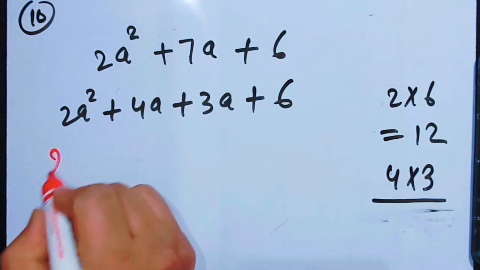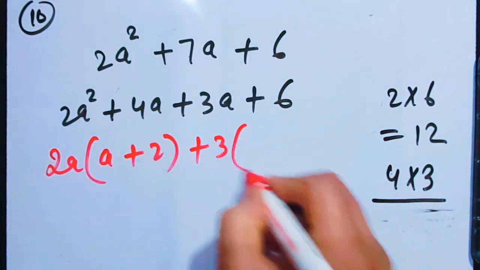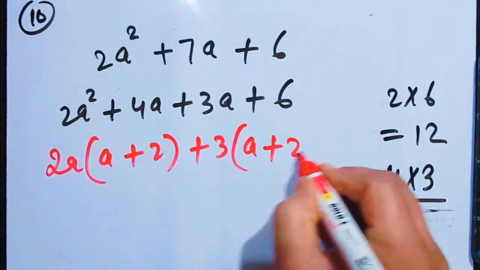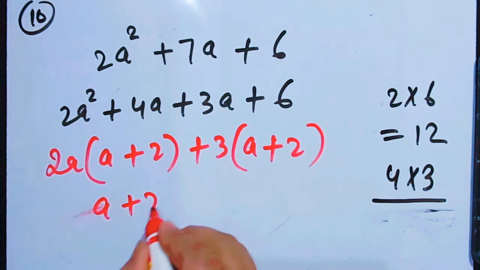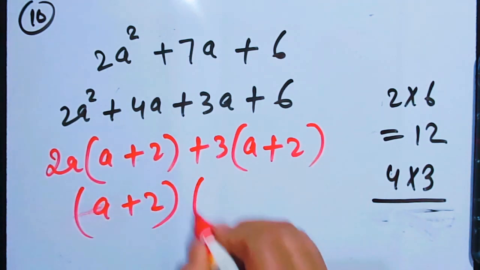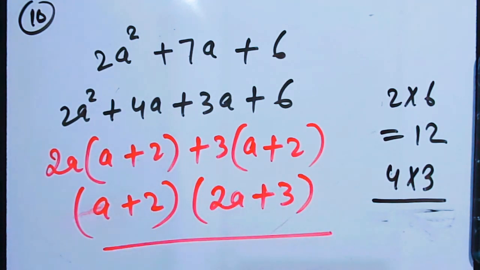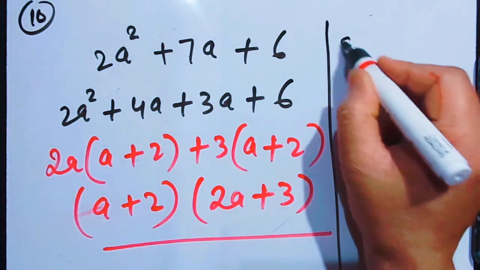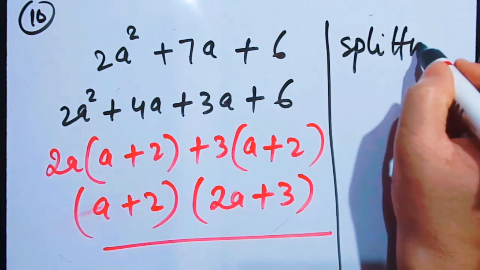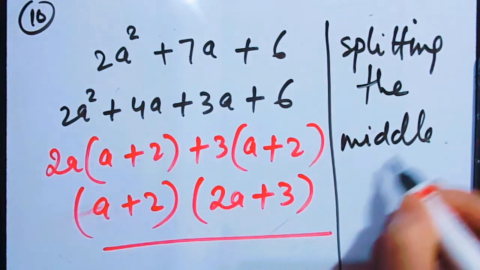Let us take 2a common. So you will get a plus 2, and if you take 3 over here you will get a plus 2. So here you have a plus 2, and when you take this as the common you will get 2a plus 3. Okay, so I hope you have understood this factorization by splitting the middle term, isn't it? Factorization by splitting the middle term. Let me write once again, splitting the middle term.